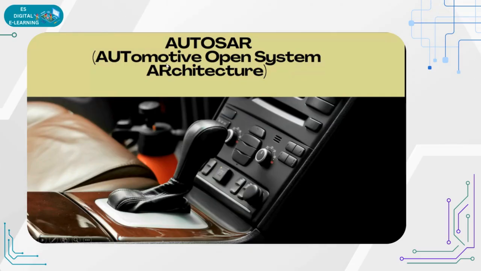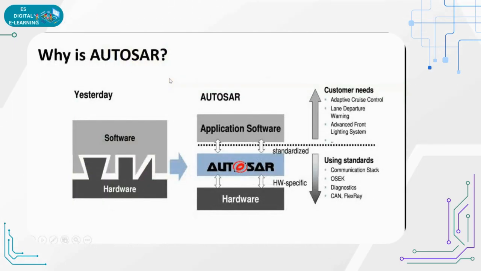From here the name AUTOSAR came. Auto means automotive, OS means open system, and AR means architecture. So it's the derivation of this. Why AUTOSAR? Because previously, as I told you, we had only the application software and the hardware. Now, in between the application software and hardware, AUTOSAR came into the picture. How it came in between, we'll understand in detail.